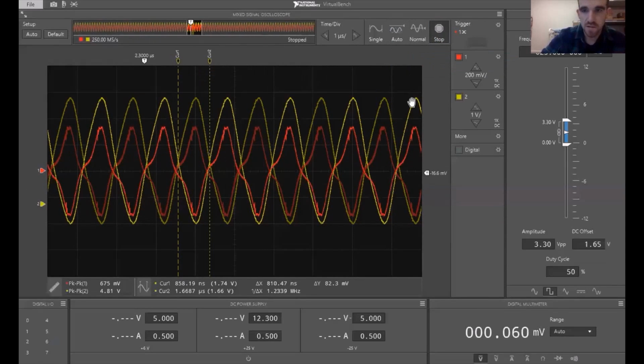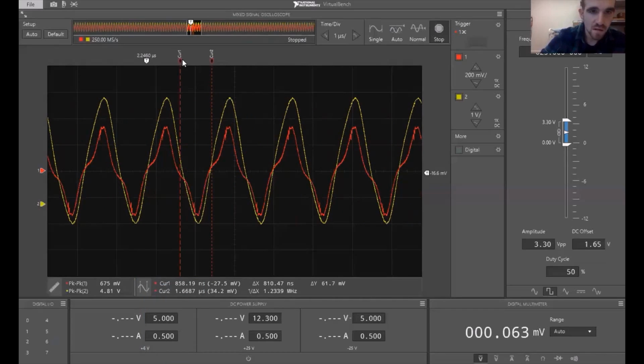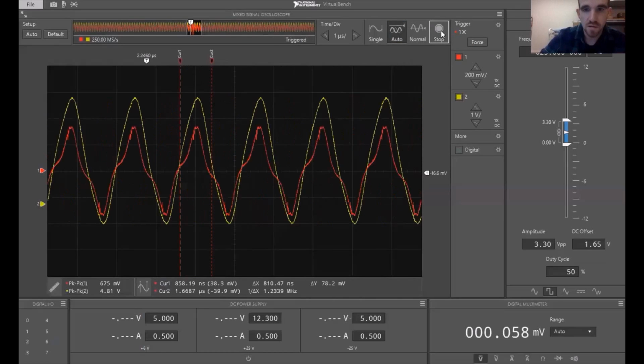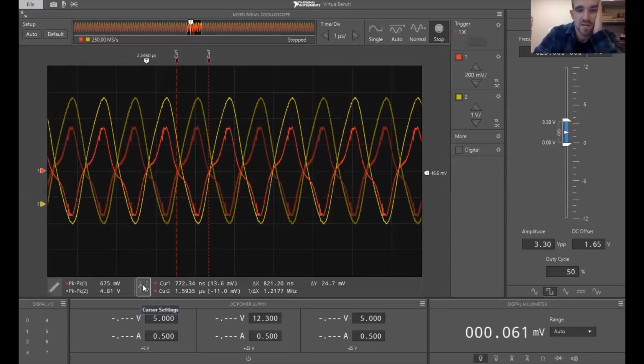So for this, I want to put my cursor on analog 1 and cursor channel on analog 2, auto, and then stop. And then I shall get an eye width of 821.20 nanoseconds. Now from there, an important part of the eye diagram is the height.